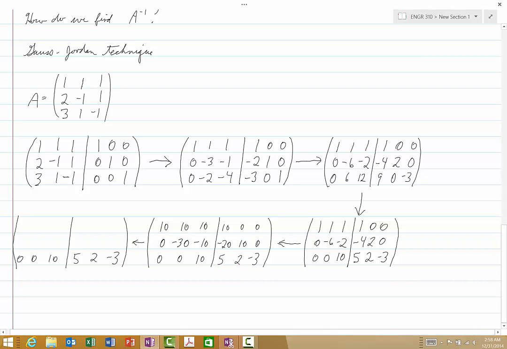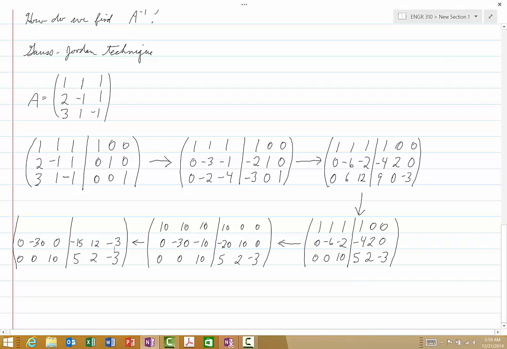Now we're going to add the last row to the second row in order to get rid of this negative 10. So when we add 0 to 0, we get 0. When we add 0 to negative 30, we get negative 30. When we add 10 to negative 10, we get 0. When we add 5 to negative 20, we get negative 15. When we add 2 to 10, we get 12. And when we add negative 3 to 0, we get negative 3.